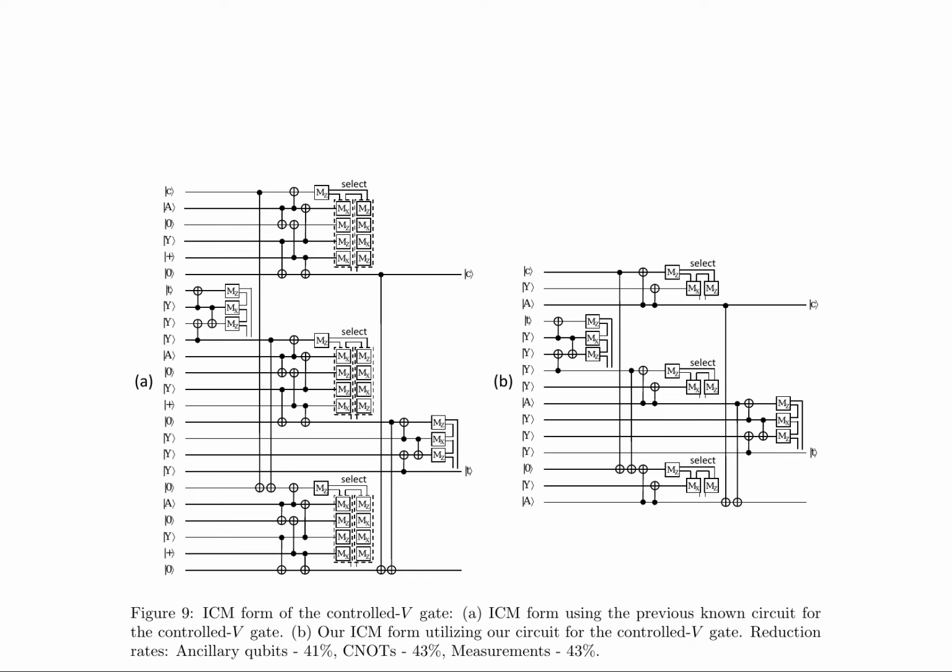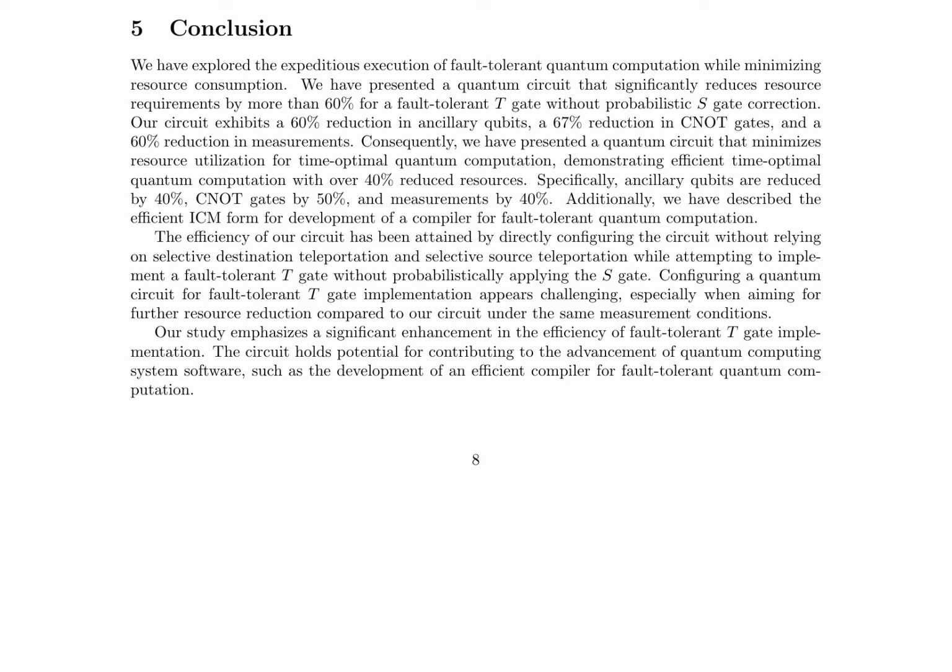The authors achieve a significant reduction in resources required for the implementation of the controlled V-gate, reducing the number of ancillary qubits by 41%, CNOT gates by 43%, and measurements by 43%. This reduction in resources enables the development of an efficient compiler for fault-tolerant quantum computation. The approach achieves a 60% reduction in resource requirements for a fault-tolerant T-gate without probabilistic S-gate correction, exhibiting a 60% reduction in ancillary qubits, a 67% reduction in CNOT gates, and a 60% reduction in measurements.